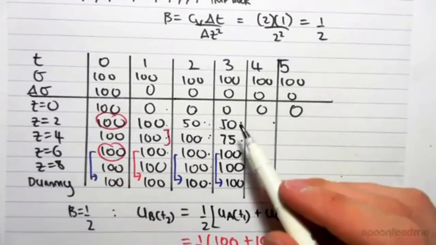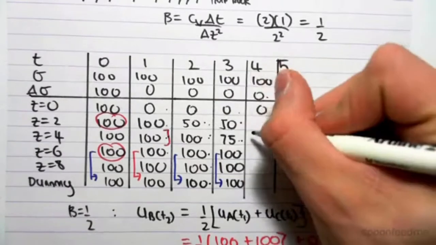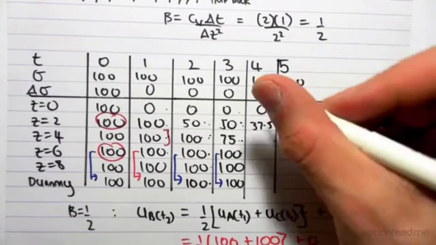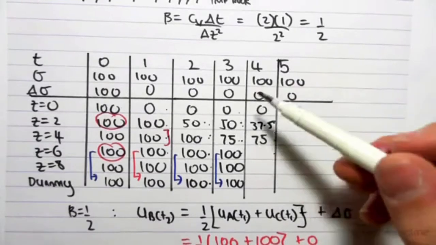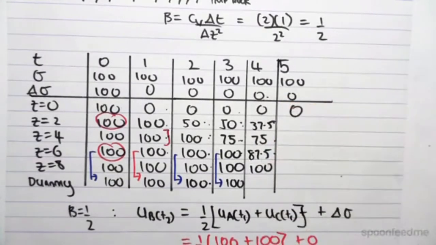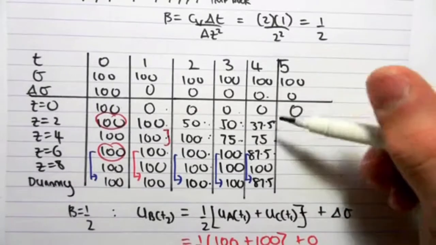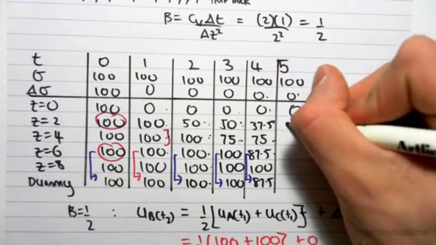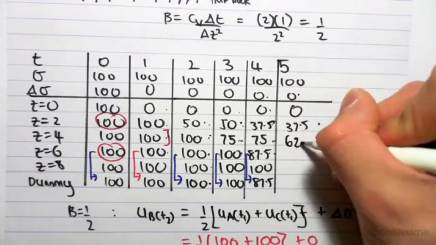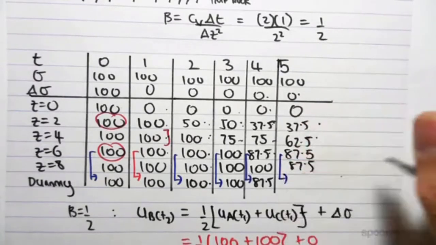Now this value would be 0 plus 75 divided by 2 plus 0, so that would be 37.5. This value here would be 50 plus 100 divided by 2 plus 0, which would be 75. This value would be 75 plus 100 divided by 2 plus 0, which would be 87.5. This value would be 100, and we would bring down this value to our dummy, so that would be 87.5. This value over here would be 0 plus 75 divided by 2 plus 0, so that would be 37.5. This value would be 37.5 plus 87.5 divided by 2 plus 0, which would be 62.5. Filling in the rest, that would be 87.5. This would be 87.5, and we'd bring this down to get 87.5.